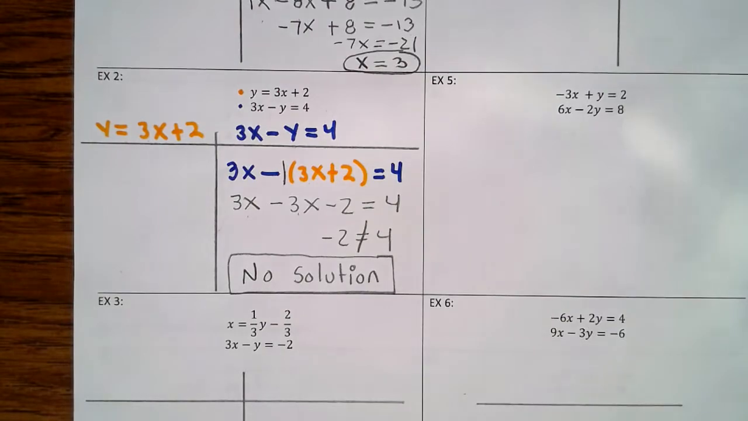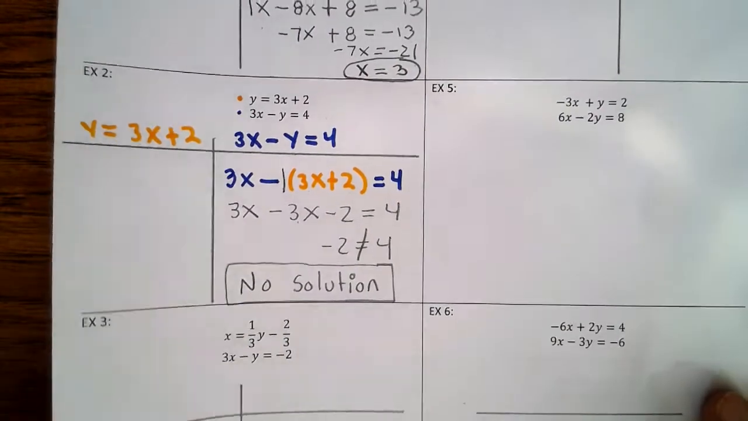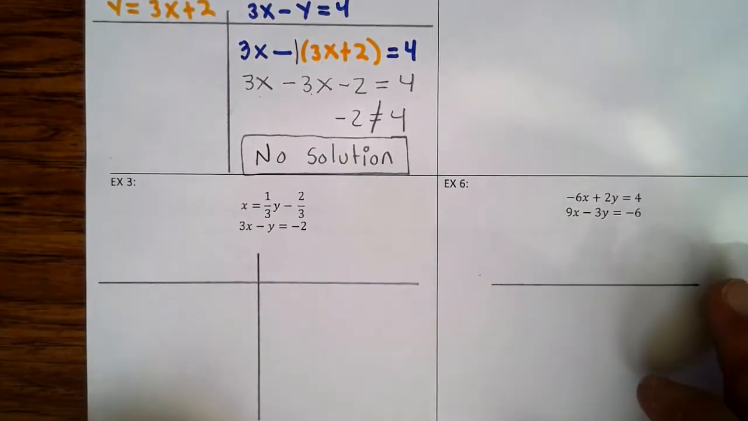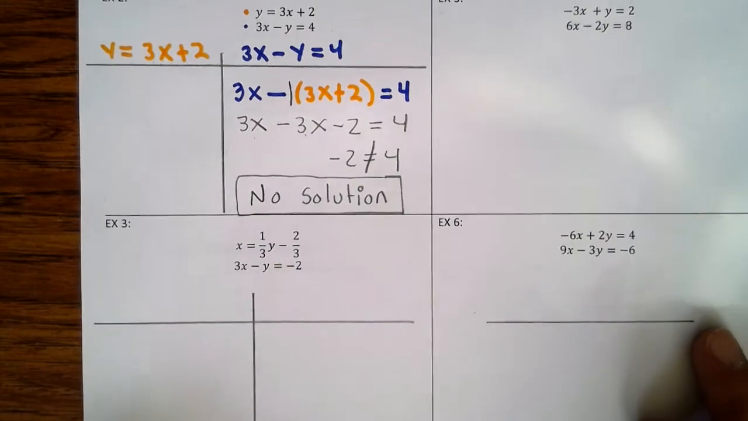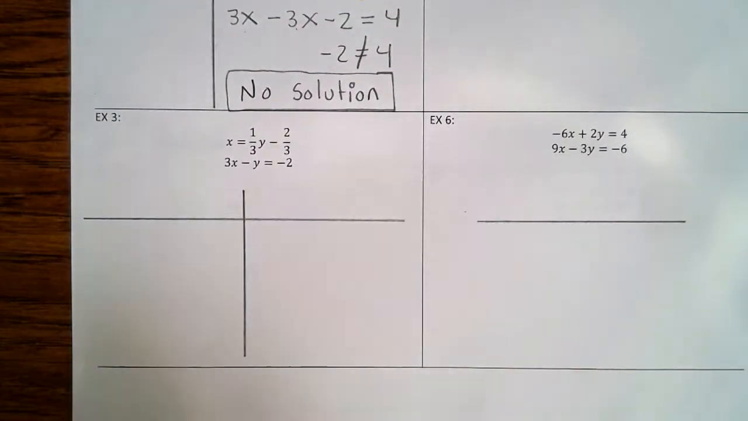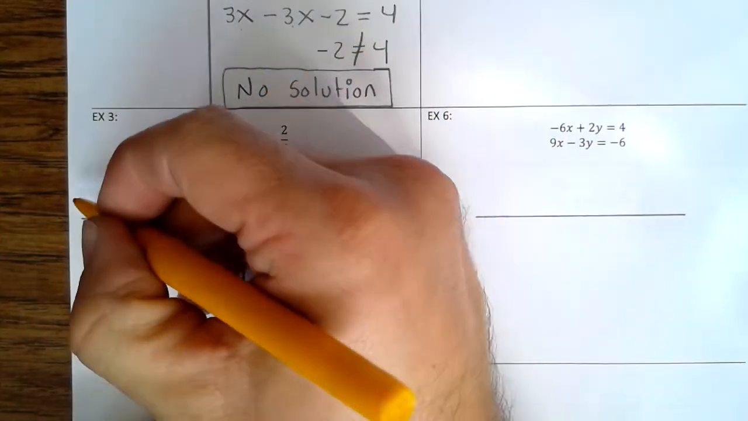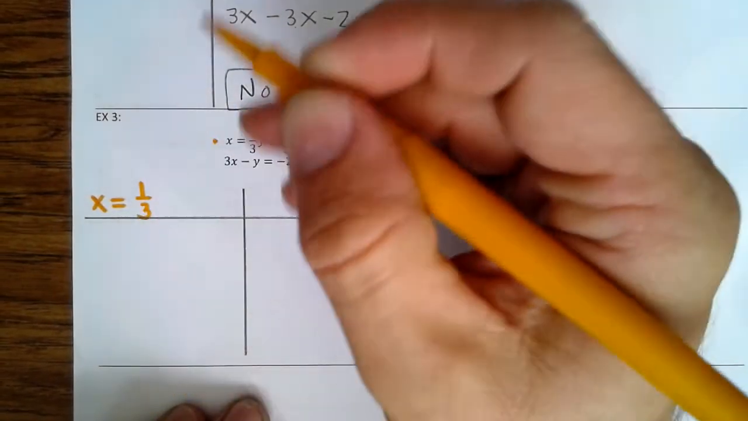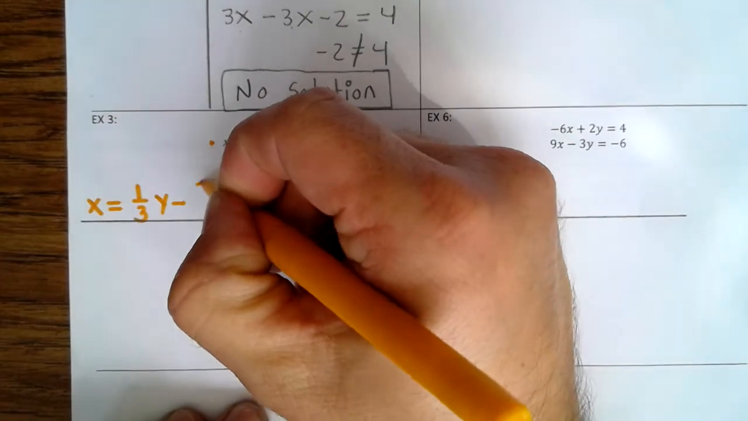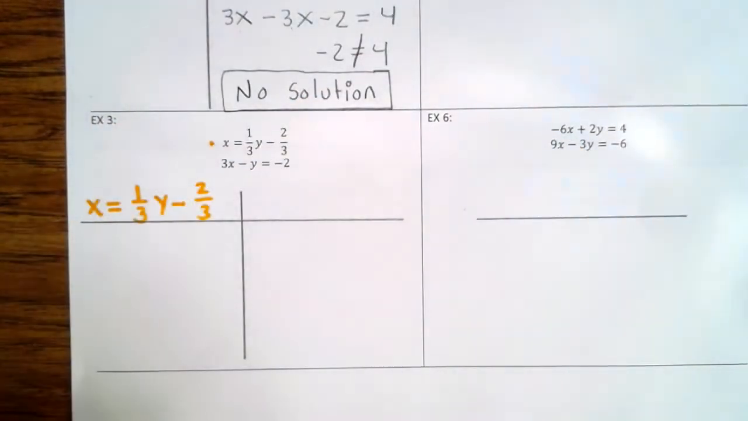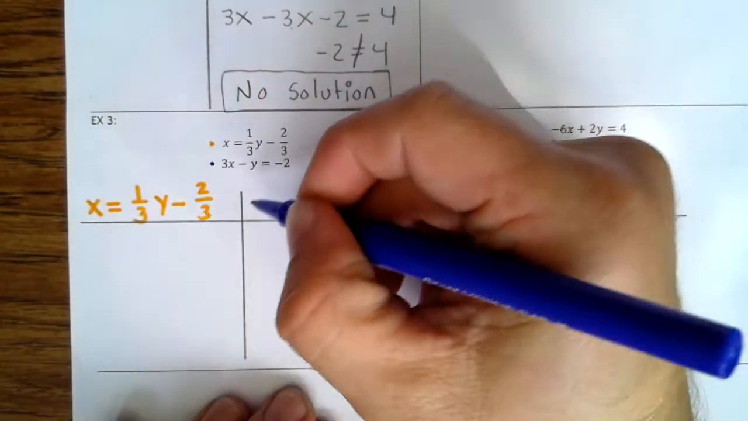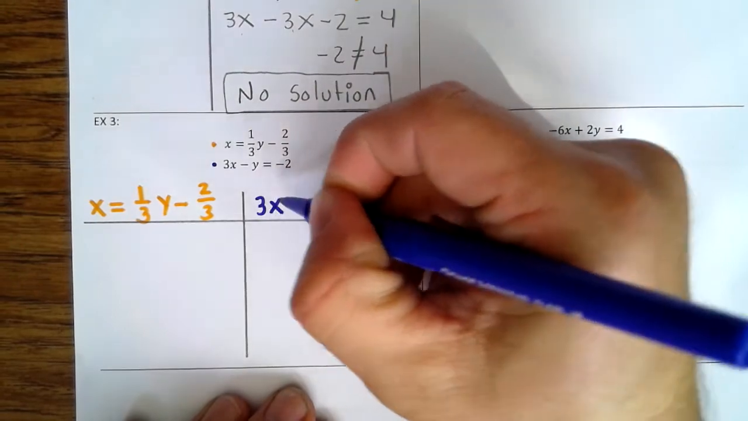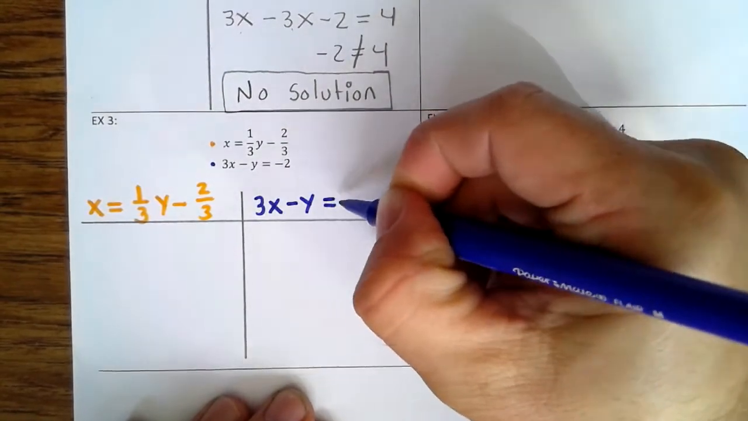All right, so finish up example 2. All right, now let's take a look at example 3. Again, going to color code these. So x equals 1/3 y minus 2/3, and this being blue, 3x minus y equals negative 2.